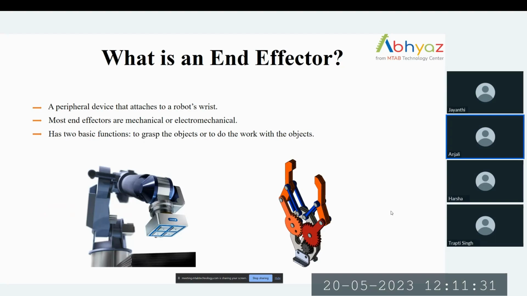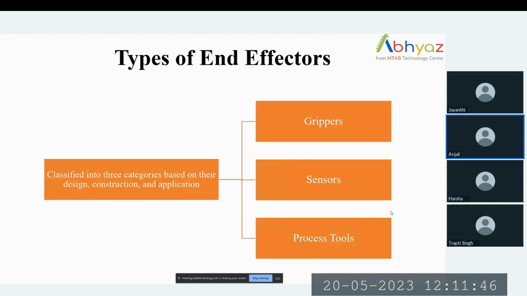You can see, for example, in the first figure, an end effector that senses any metal object using a magnetic field. In the second figure, you can see a mechanical device which is used to hold an object. There are different types of end effectors based on their design, construction, and application. These are grippers, sensors, and process tools.